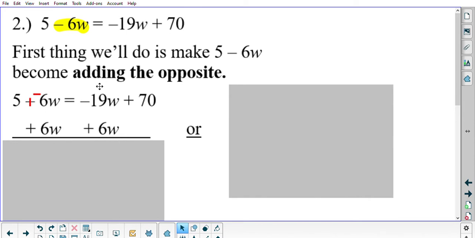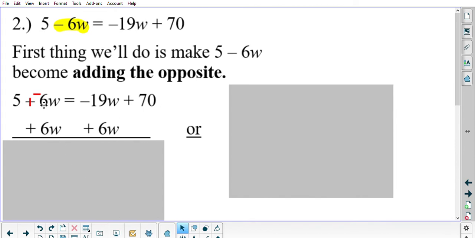Notice how I lined them up. The terms with variables are lined up with the terms with variables. This is always very important. So double check, do you have the w's on the 6's as you wrote this on both sides? Did you line them up perfectly? Don't line it up underneath the 5 or the 70. That would make no sense. They didn't have w's. Line them up properly.